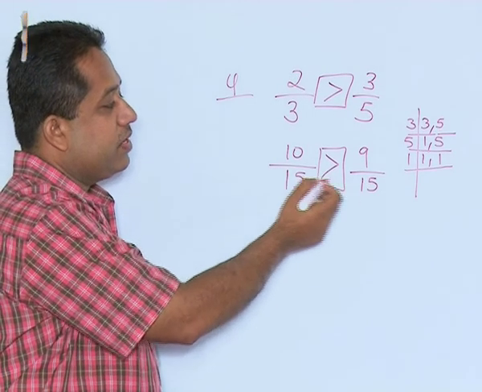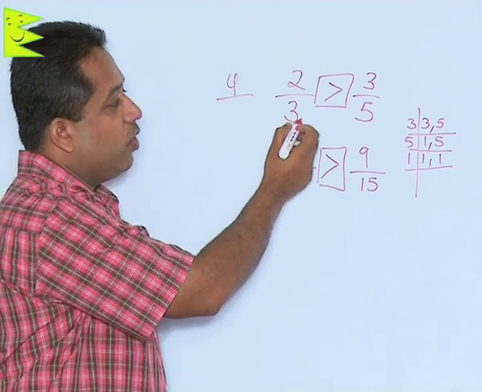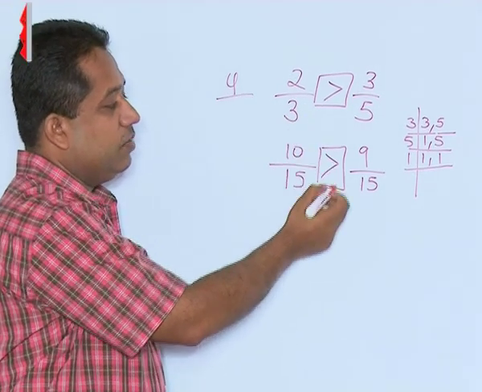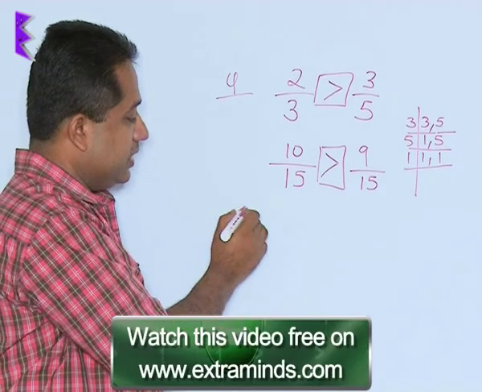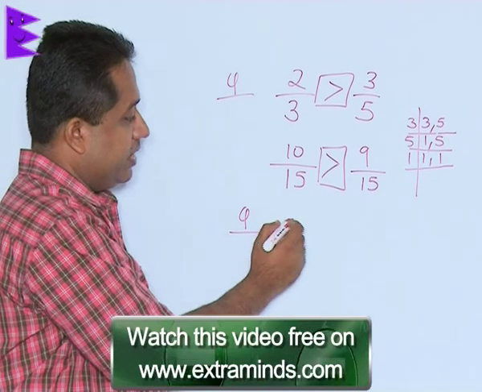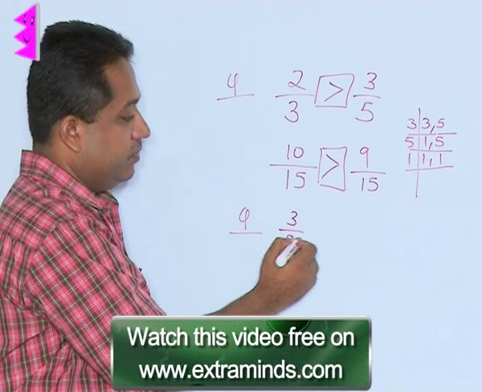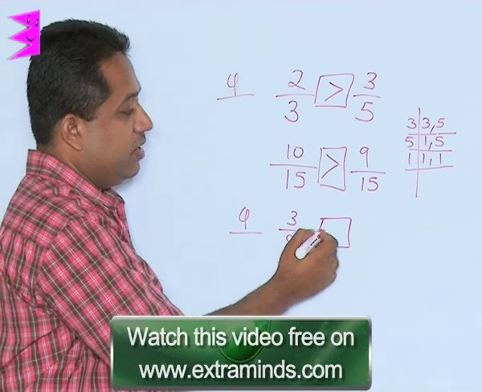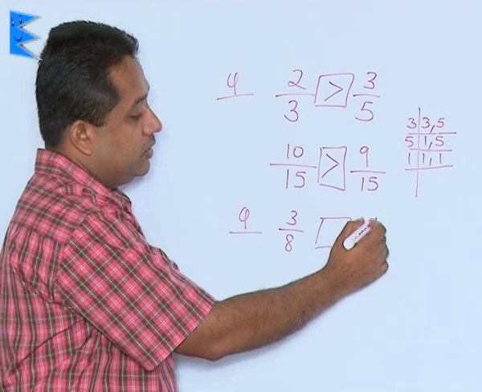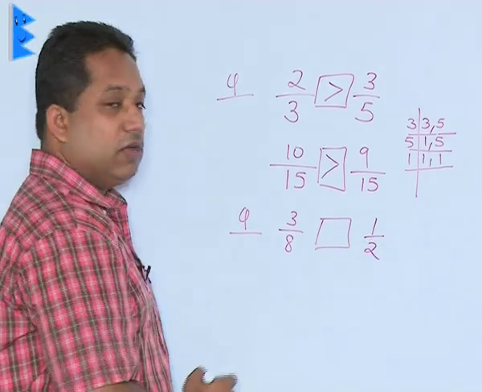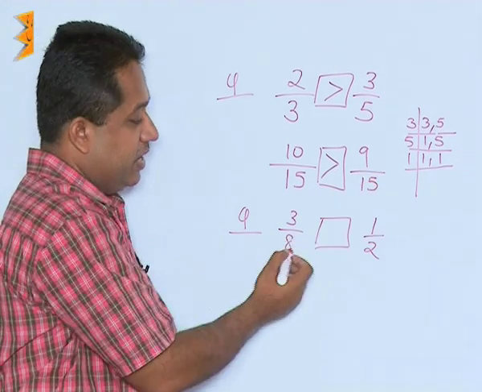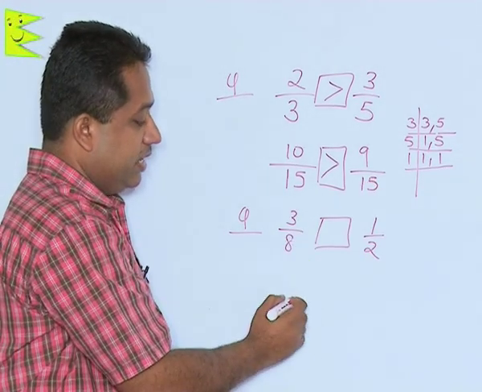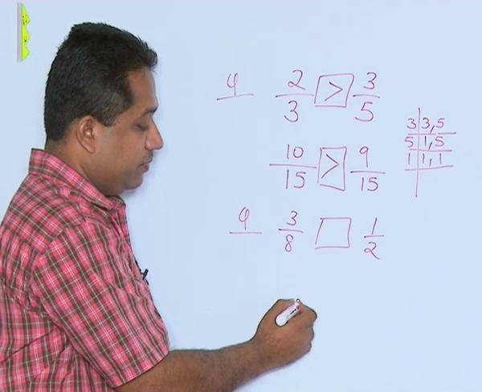So, this is the method by which we can find out what symbol we have to insert in the box, whether we have to put greater than, less than or equal. Let us consider another example. Let us say we are given 3 by 8 and we have to find out whether it is greater than, less than or equal to 1 by 2. Now, as we discussed, we will have to take the LCM of 8 and 2. The LCM of 8 and 2 will come out to be 8.